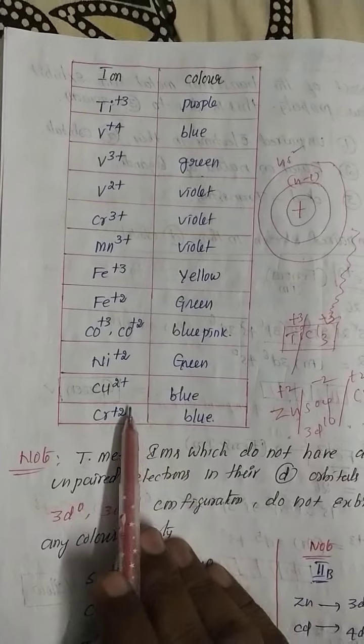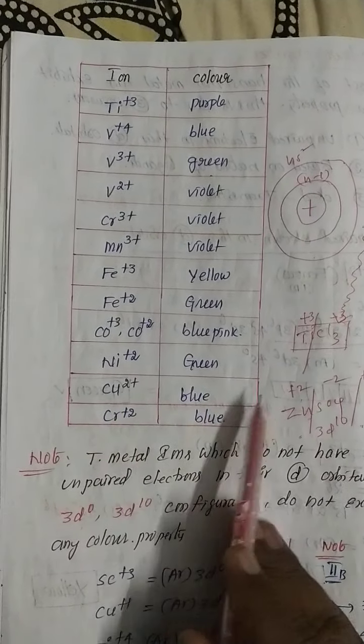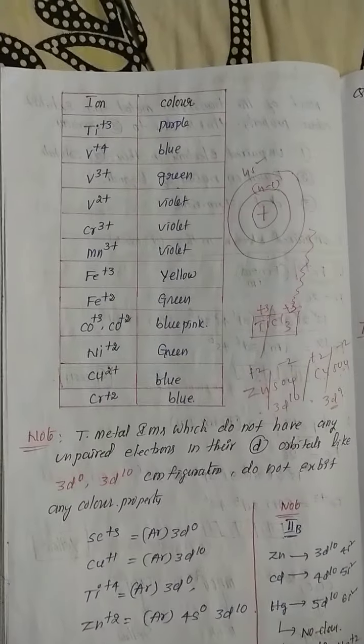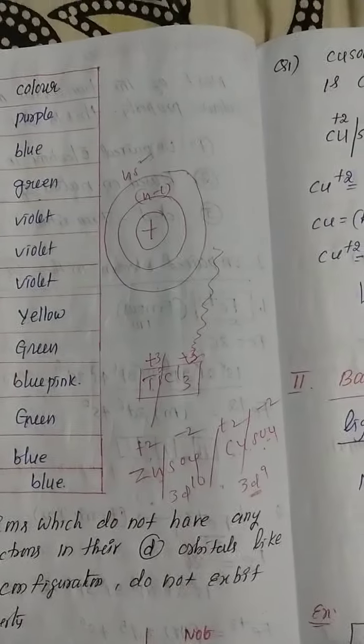Nickel plus 2, green color. Copper 2 plus, blue color. Chromium plus 2, blue color. This is the most important area, especially in the NEET level.